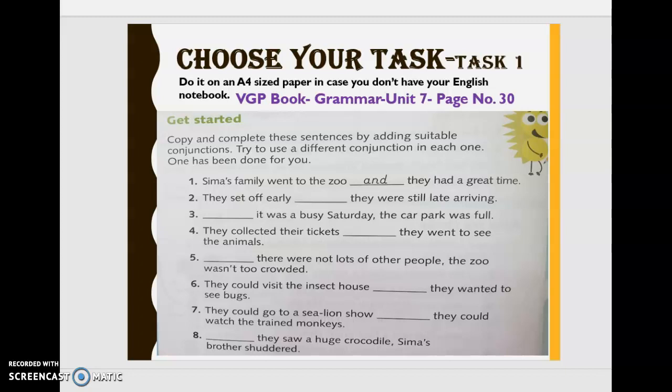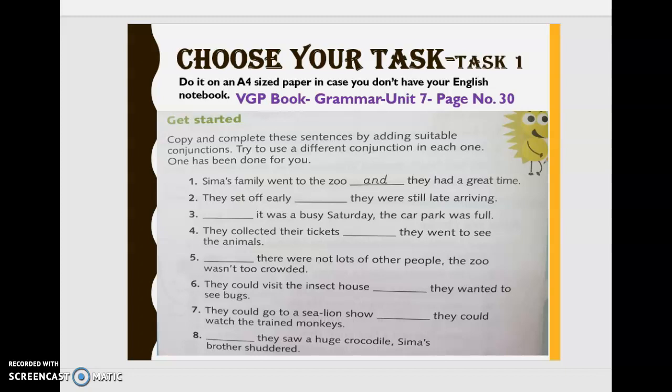There are three tasks. They are given in your VGP book, Grammar Unit 7. Task 1 is on page number 30. You can do it in your English notebook. If you don't have the book, do it on an A4 size paper and keep it in a folder. When you do the task, please make sure that you write the sentences as well. This time don't just write the answer, write the sentence also.